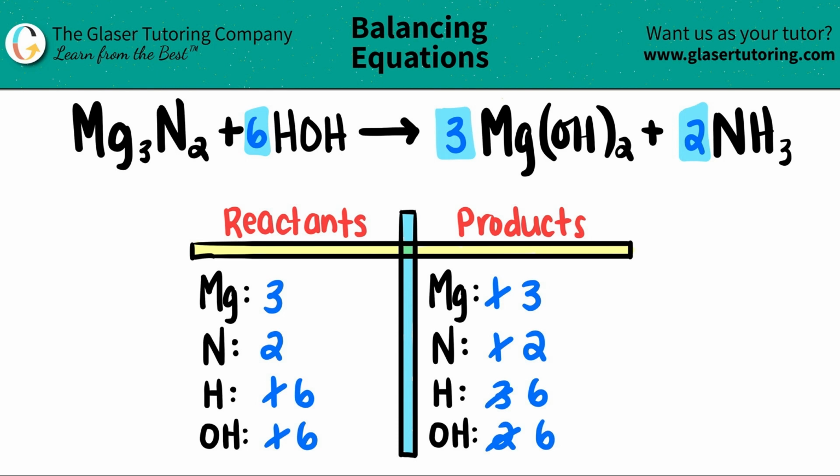So the balanced final equation is 1 Mg3N2 plus 6 HOHs, which, if you want to bring it back, you can say that you have 6 H2Os. That's fine with me. It doesn't matter. Your teacher or professor shouldn't mark you wrong, but that's my opinion, okay? So maybe just put it back, and that's fine. But anyway, this will yield 3 Mg(OH)2s and then plus 2 NH3s.